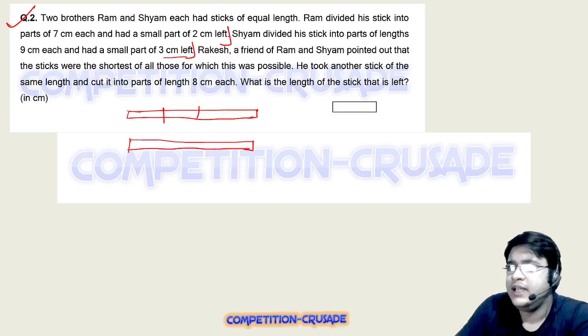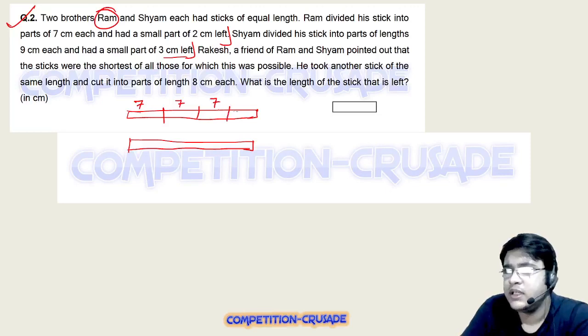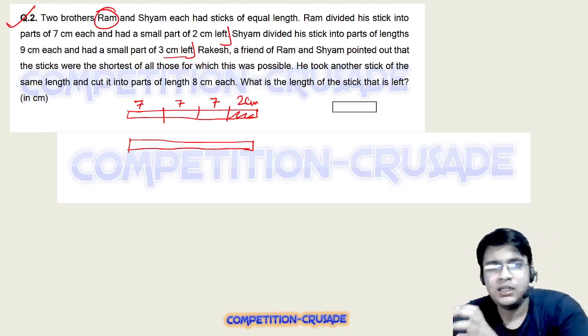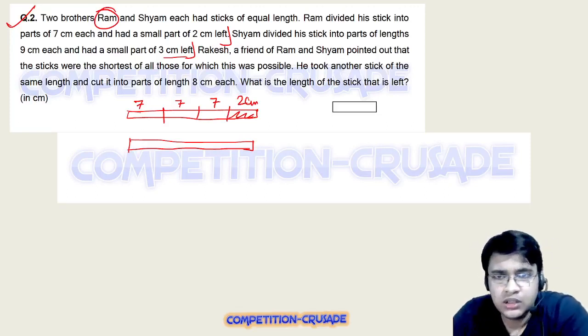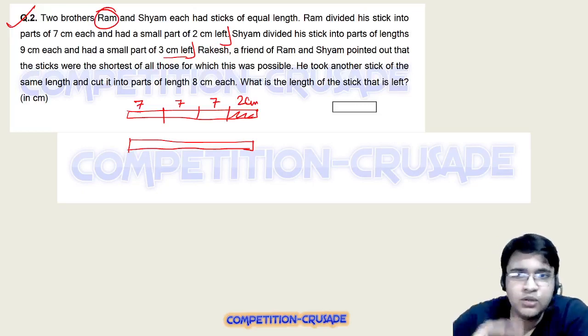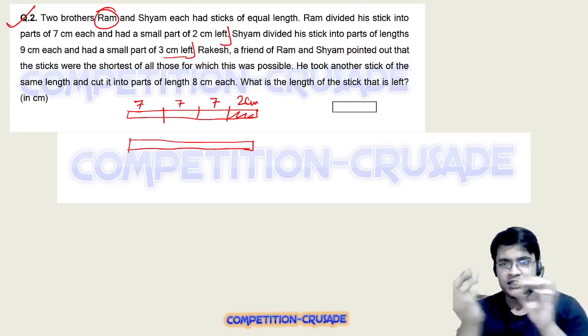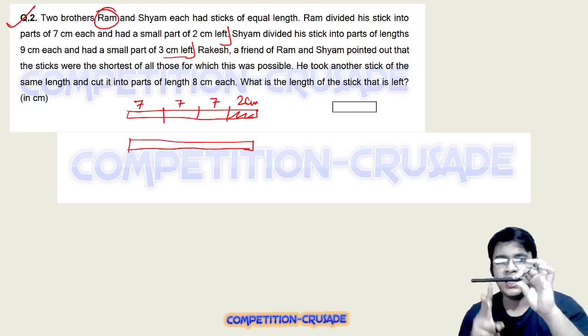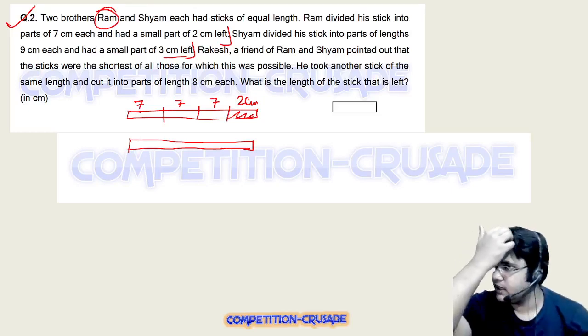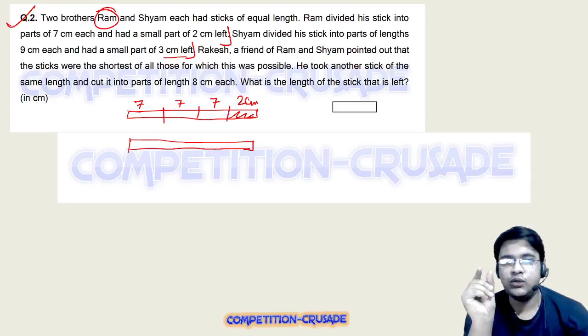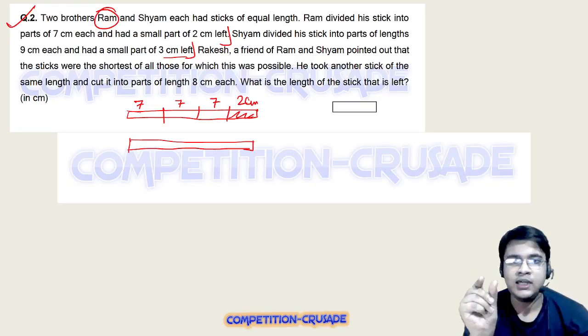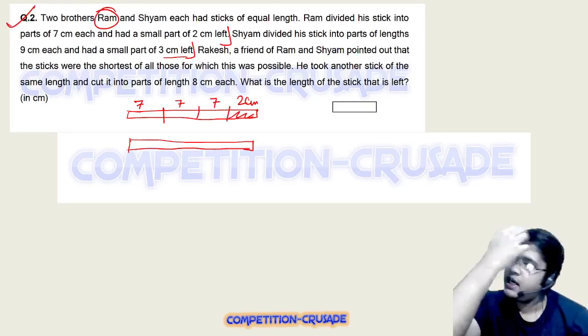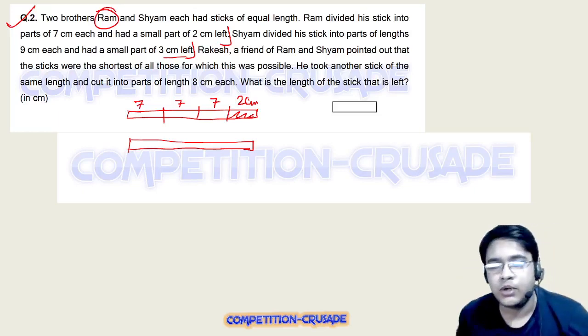So ideally the first person, Ram, cut 7 centimeters, and another 7 centimeters, and in the last he saw that 2 centimeters was left over. So the last part he has not been able to chop into a 7 centimeter stick. So understand that I have a stick, for example, suppose this is the stick and I am making sections of 7 centimeters each. In the end I see only 2 centimeters is left, which I could not cut into a 7 centimeter piece. So this is the only idea that I needed to understand through this problem.